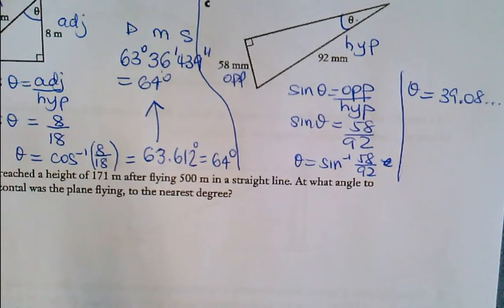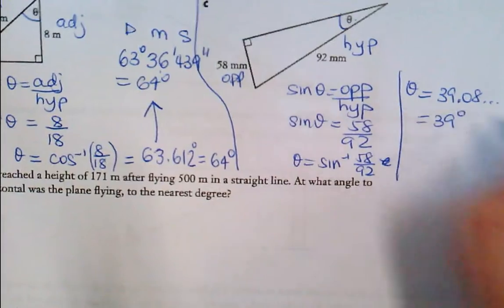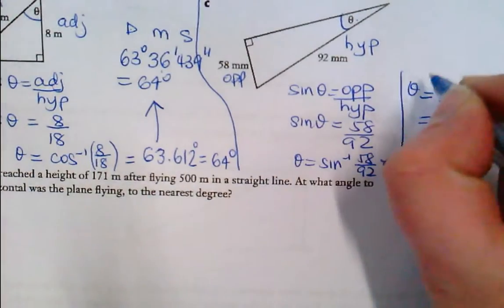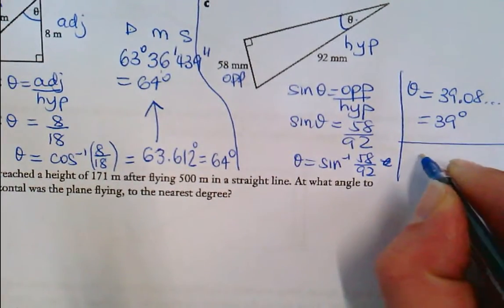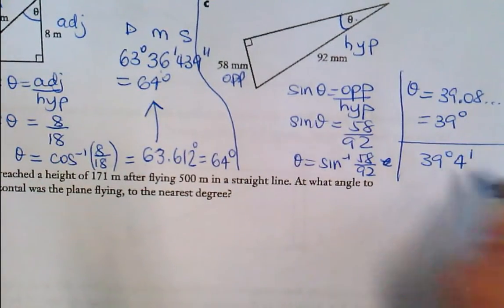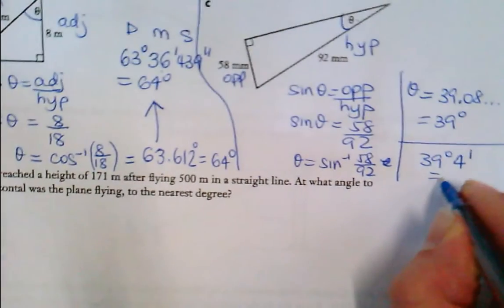39.08. You don't have to change it to degrees, minutes and seconds. That would just be 39 degrees to the nearest degree. But if you did change it to degrees, minutes, seconds, did anyone change it? Tell me what you did get if you do DMS. 4 minutes? So 4 minutes. See how 4 minutes is less than 30 minutes? So it's just 39 degrees.